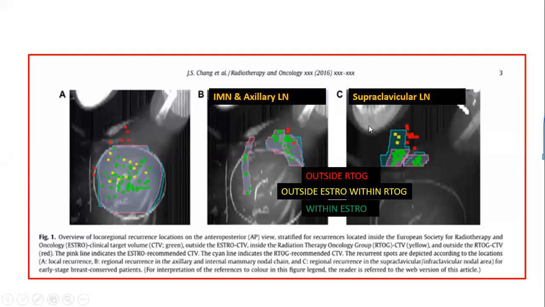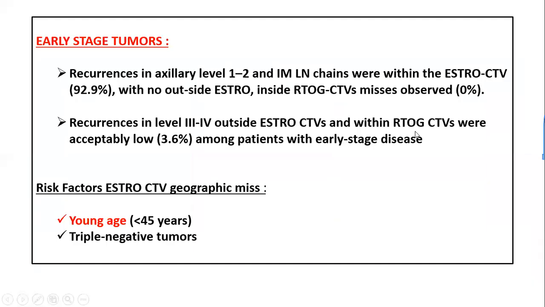So coming to the supraclav. However, in the supraclav, because as we know the supraclav is a much bigger volume in RTOG, here lies the difference. What they have seen is that outside ESTRO and within RTOG is comparatively higher in these supraclavicular nodes. However, we can also see that outside RTOG there is also a comparatively larger number of relapses in this group. So basically, this study is meant only for the early stage tumors.